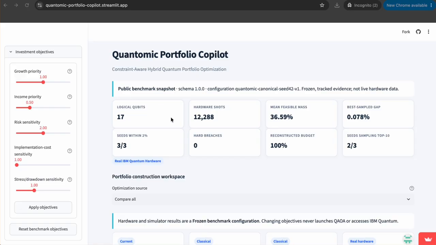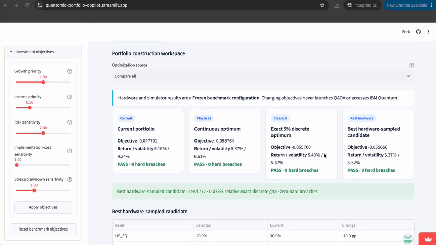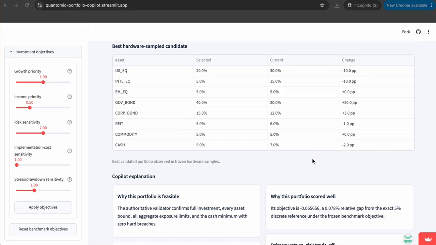This is the recommended portfolio generated from our validated results. You can see the recommended allocation, expected return, volatility, income, and zero constraint breaches. The important point is that the portfolio is not only optimized, it is also checked against every business rule before it is shown to the user.